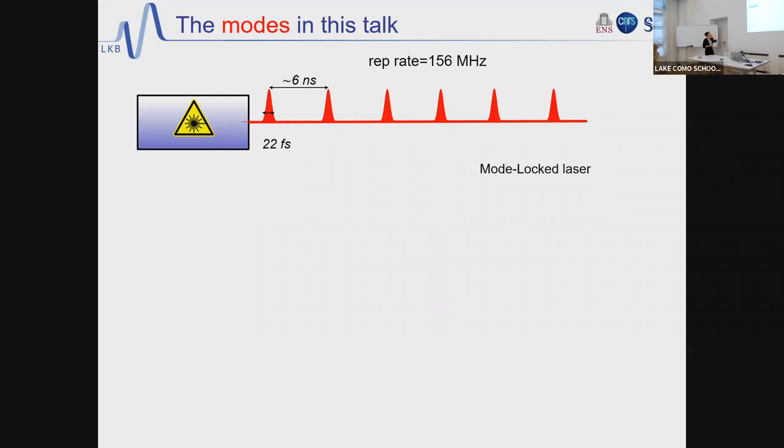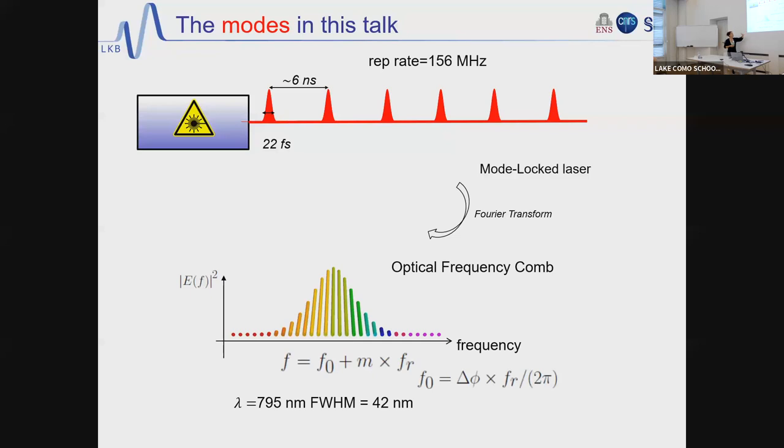So we use, in at least 90% of the experiments that we do in our lab, a mode-locked femtosecond laser. Here I'm considering one particular one that emits 22 femtosecond pulses that are separated by 6 nanoseconds, so more or less the repetition rate is 156 megahertz. And as it is a mode-locked laser, you can consider it in the frequency domain as an optical frequency comb. In particular, this one, we can really stabilize the reference frequency.